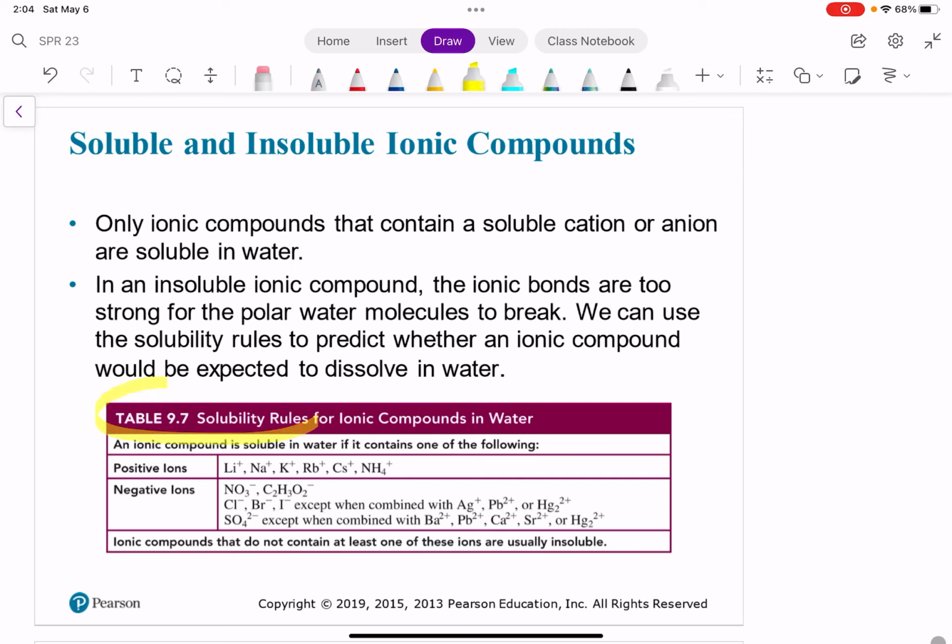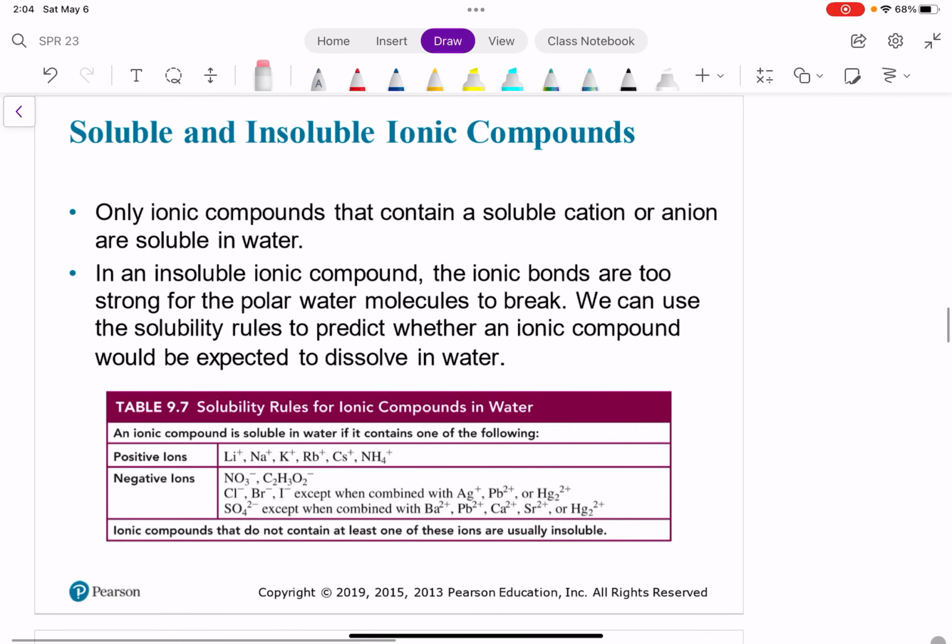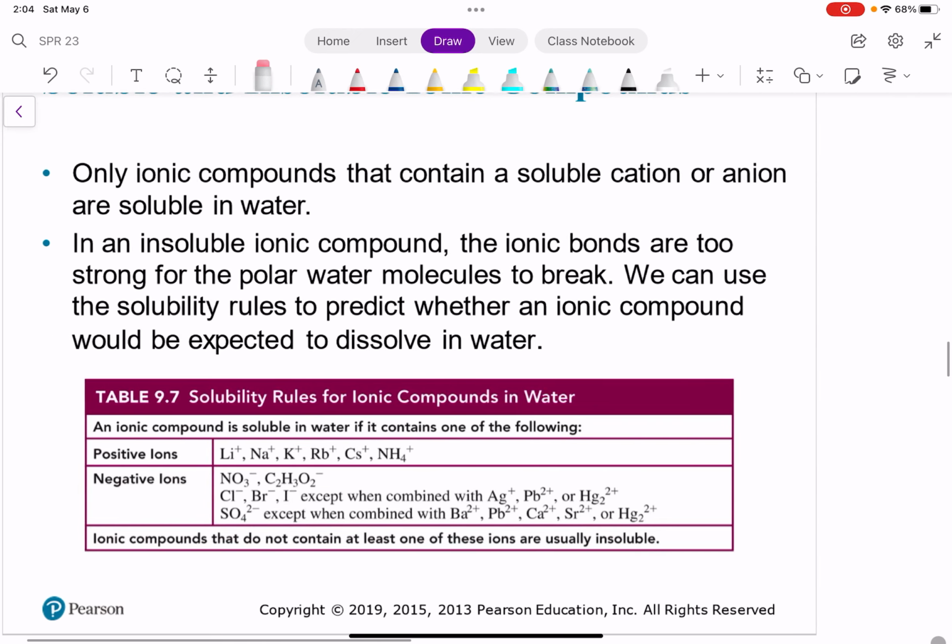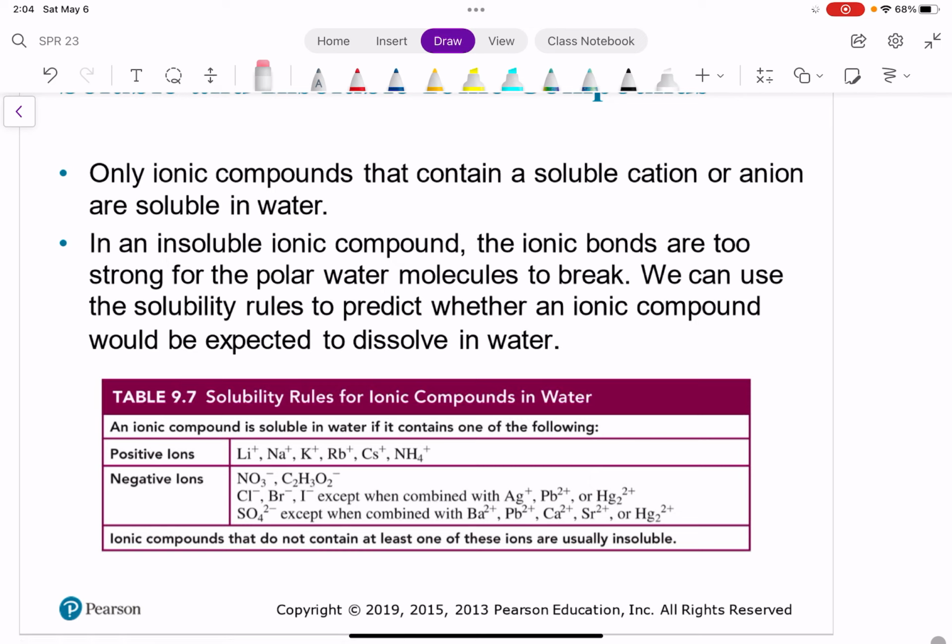These are solubility rules. And please don't memorize this table. If I ever ask you any questions about solubility, you'll have this table, okay? Any questions to determine the solubility of a substance, you'll have this table. So let's break this down a little bit. These are what's called solubility rules for ionic compounds in water.